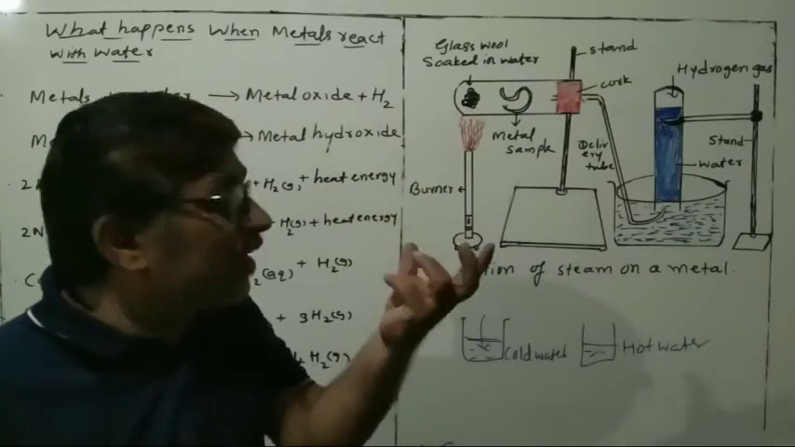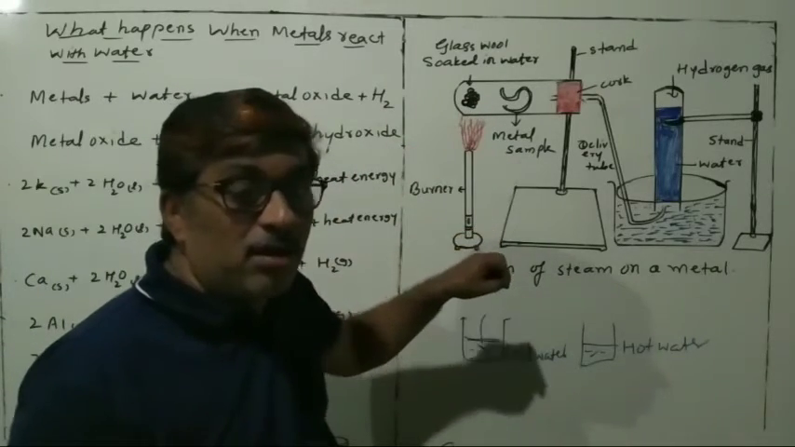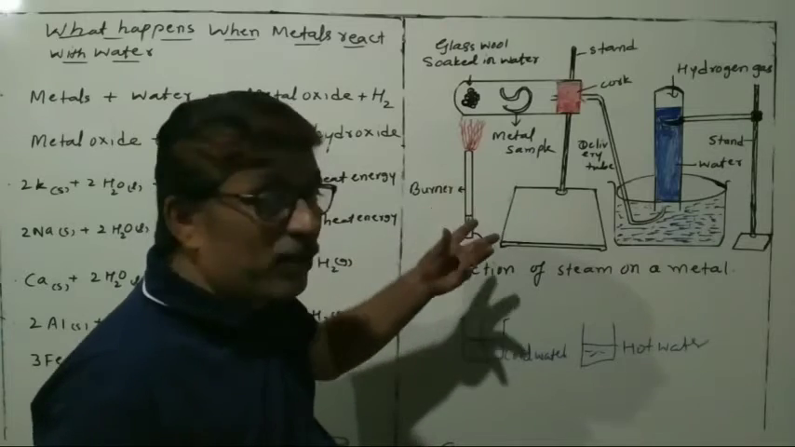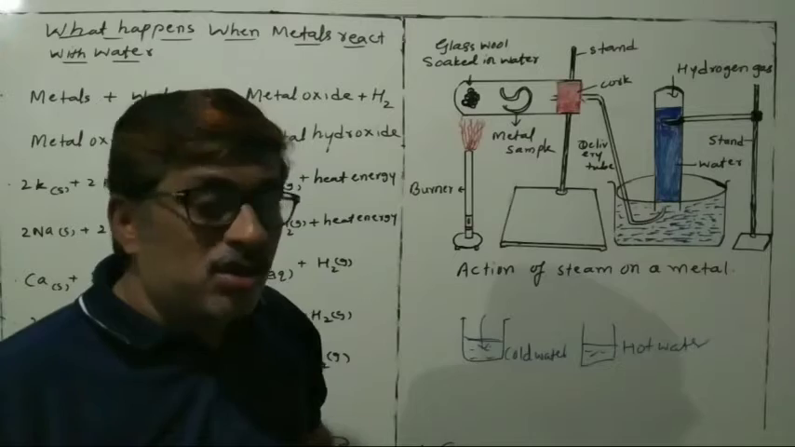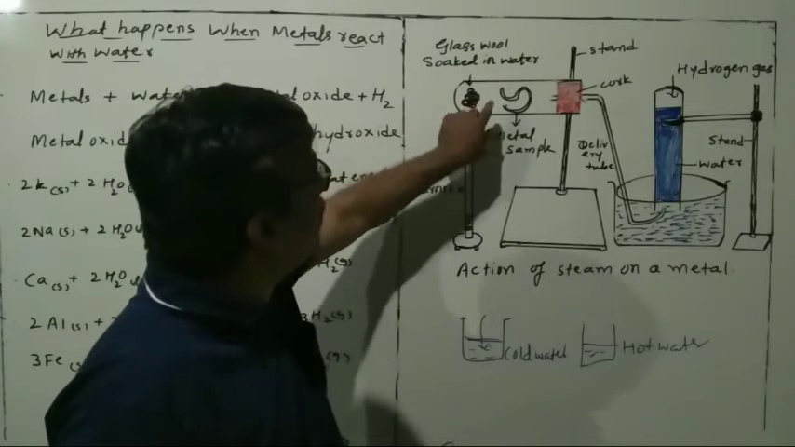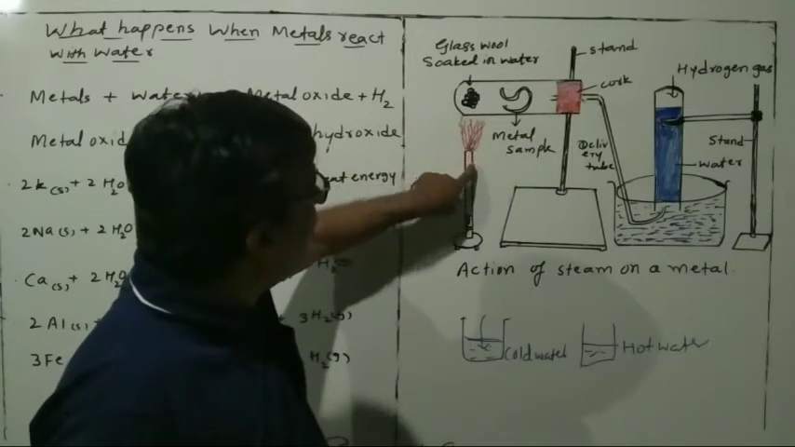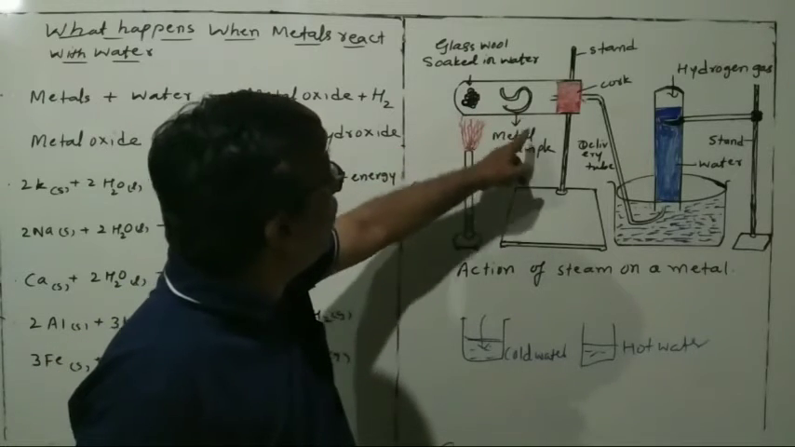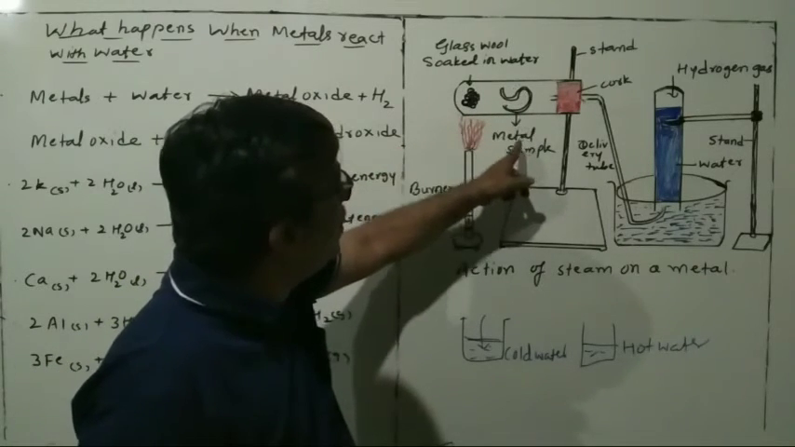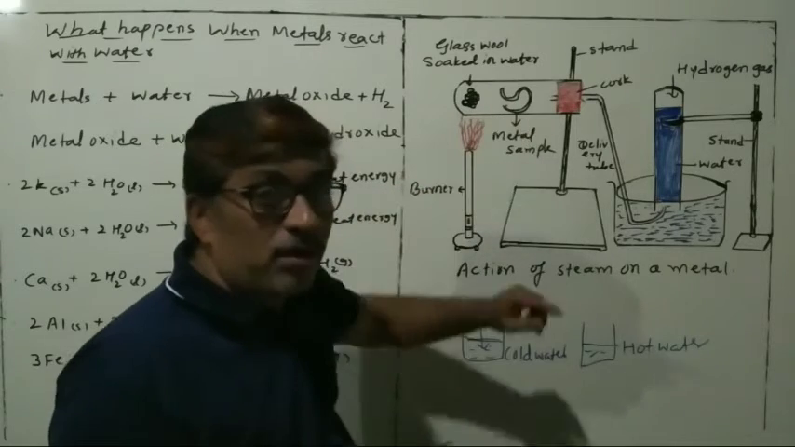Glass wool will be there, soaked in the water. Why? Because when you heat it here, the steam will be produced. The glass wool is soaked in the water, and when you heat it here, it will produce steam. And here, a metal piece will be there. Then this steam reacts with the metal.